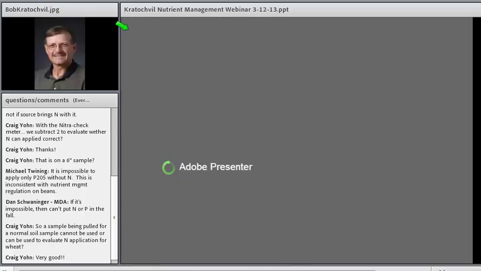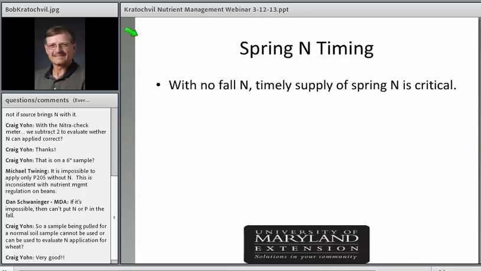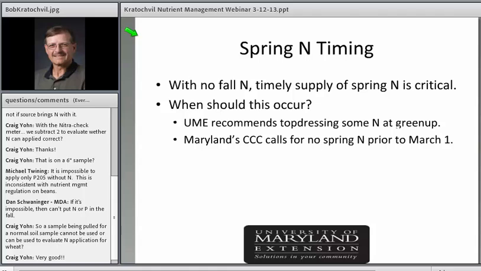Go ahead with the other component of this, and this is on spring nitrogen timing for the crop. And this becomes probably a more critical issue if you're not using any fall nitrogen. When should spring application occur? Well, of course, the UMA recommendation calls for top dressing at green up. We've already pointed out that there's a lot of questions about when is green up.